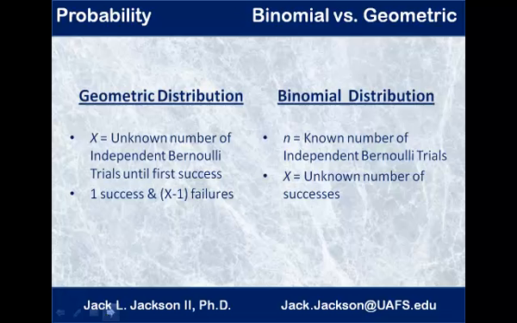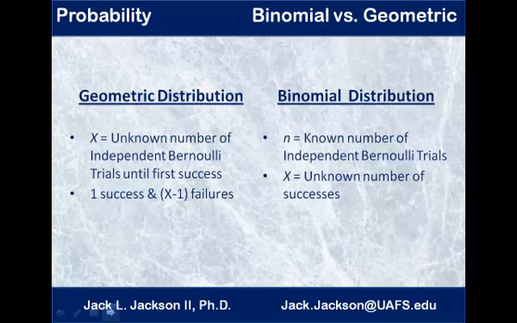I wanted to compare and contrast the geometric and the binomial distributions. Both of them are very similar because they're both based on a certain number of independent trials. But they are Bernoulli trials, and the probability of success is the same each time. So that part's the same. But here's where they're different.